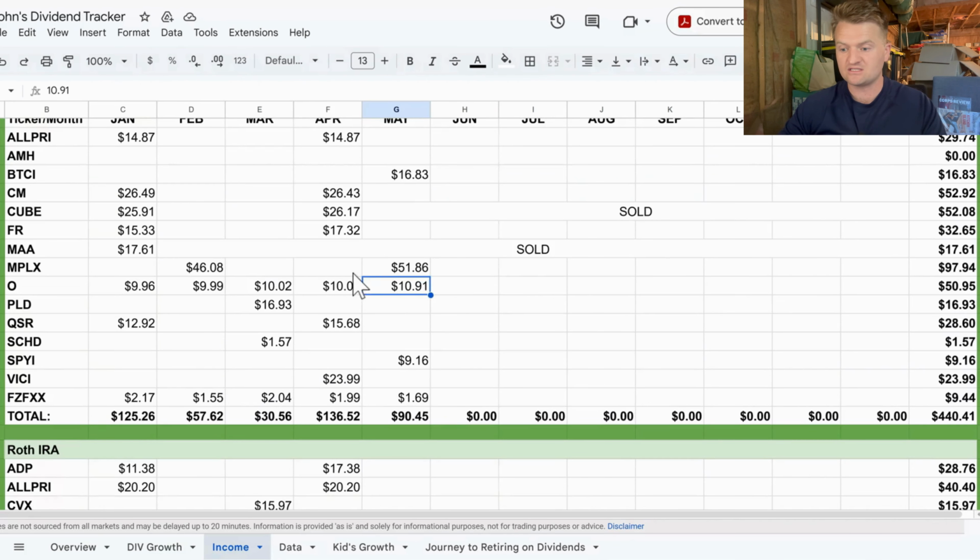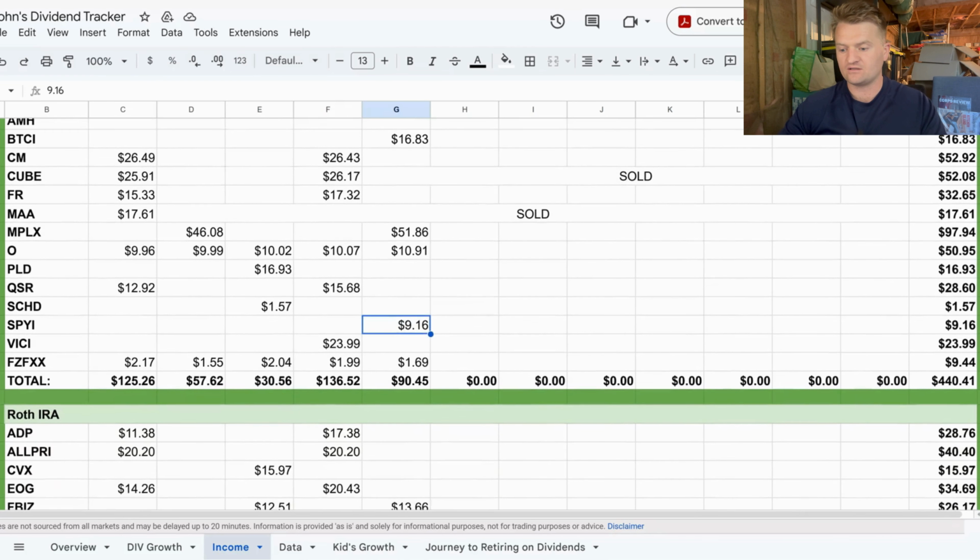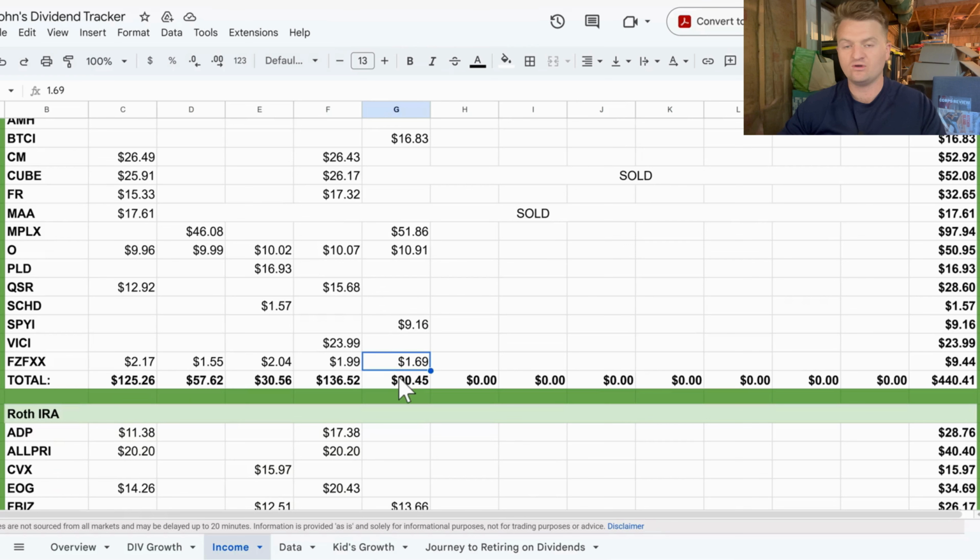Again, I've been putting money into that in the month of April, so that's why that has jumped up. We also saw SPYI, again a monthly dividend payer. And then again, we got a little bit of interest there. So total dividends or distributions received for the month of May in the taxable account was $90.45. Again, this is after taxes for your reference. Year to date, we have received $440.41 in the taxable account.